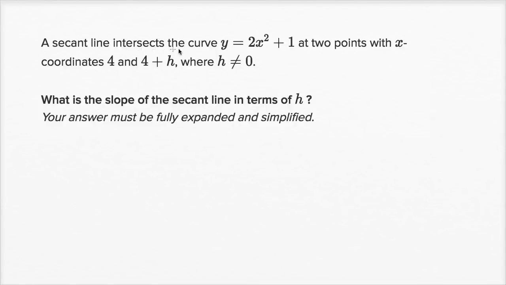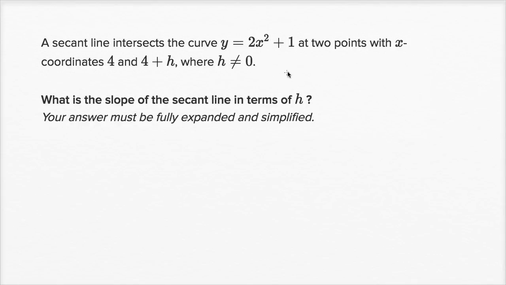A secant line intersects the curve y is equal to 2x squared plus 1 at 2 points with x coordinates 4 and 4 plus h, where h does not equal 0. What is the slope of the secant line in terms of h? Your answer must be fully expanded and simplified. So we know the 2 points that are on the secant line.